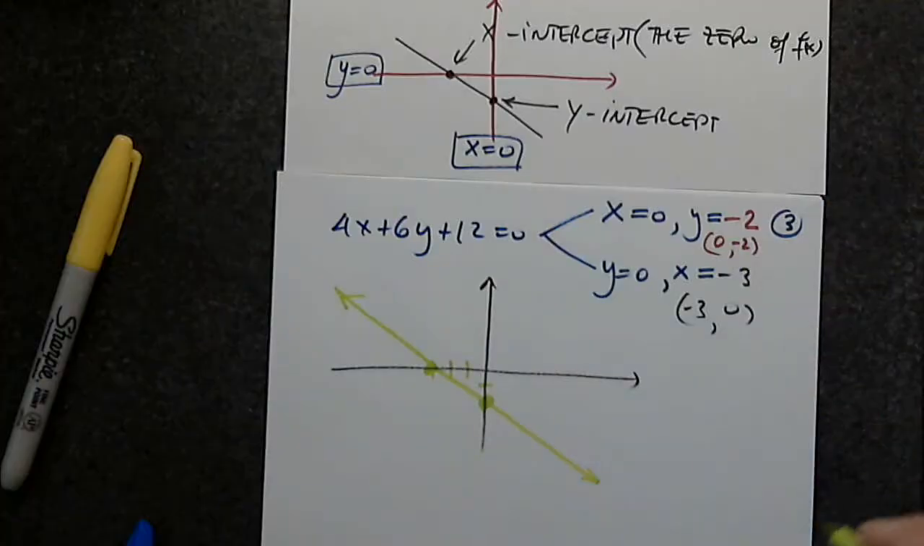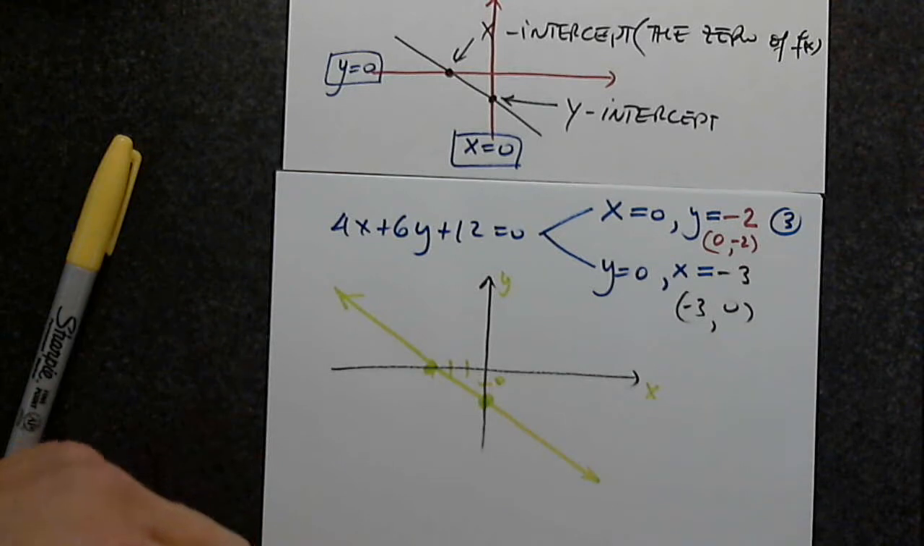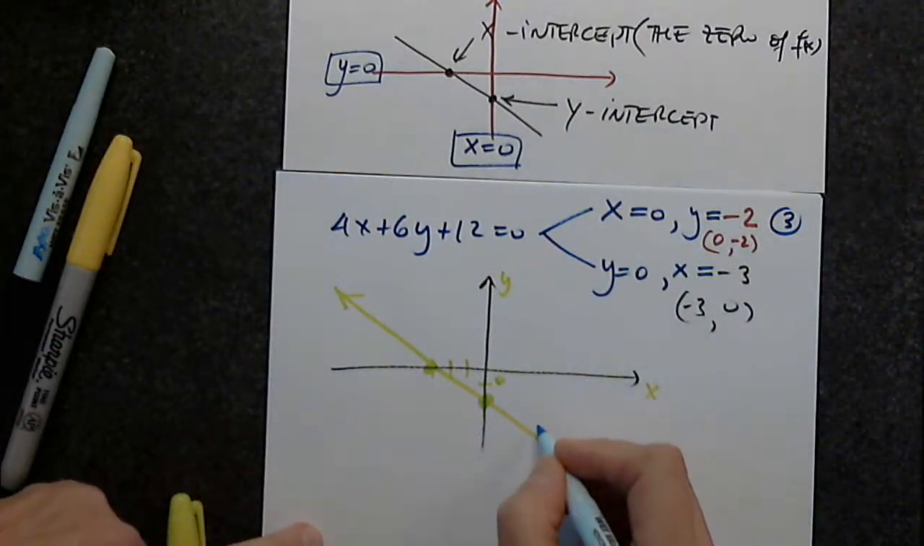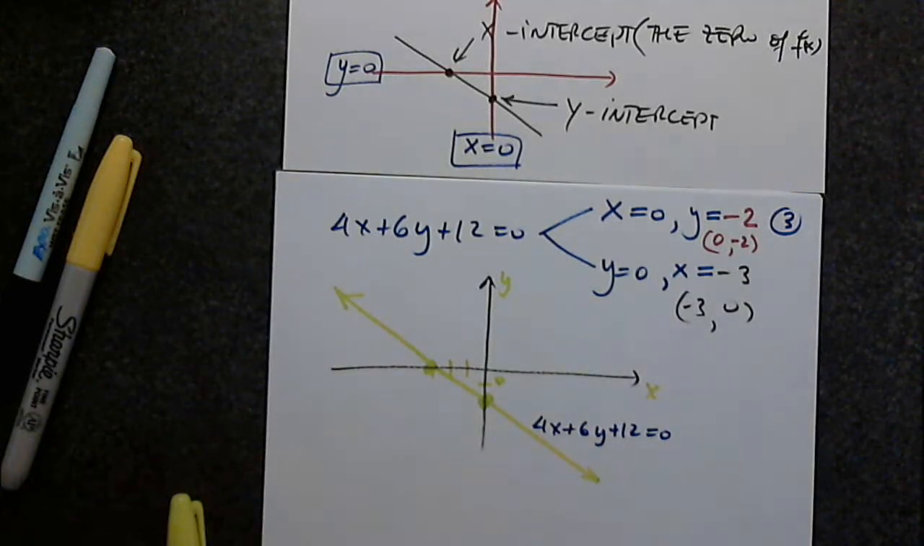I always write the equation of the line somewhere near the line. Anywhere you want, above, below, left, right, doesn't matter. So I'm going to write 4x plus 6y plus 12 equals 0 because this is what I graphed. And this is the equation. This is the graph of the equation we were given. Any questions?